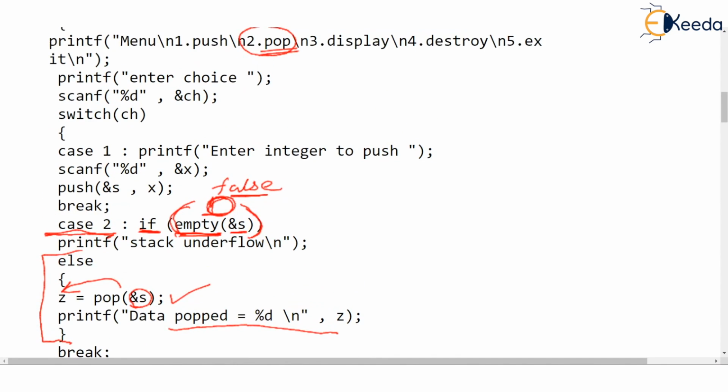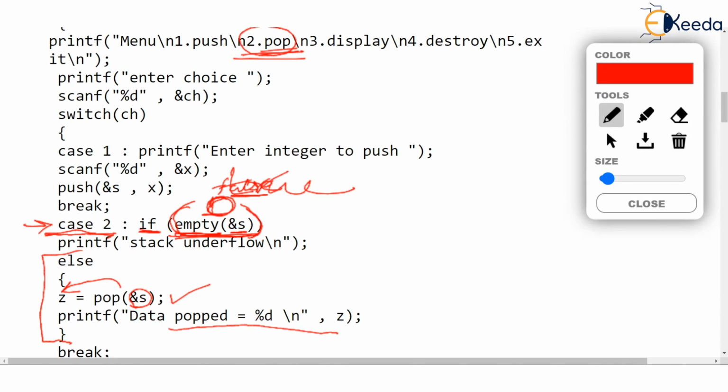And the operator says that I want to pop a value. So case 2 runs, obviously. But is the stack empty? Yes, it is true now. The stack is empty. So, wait a minute, let me clean up a few things.